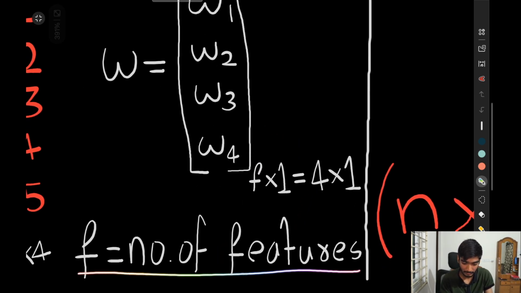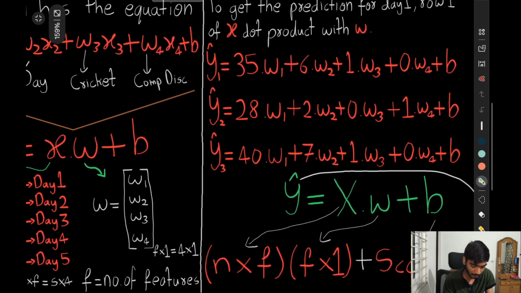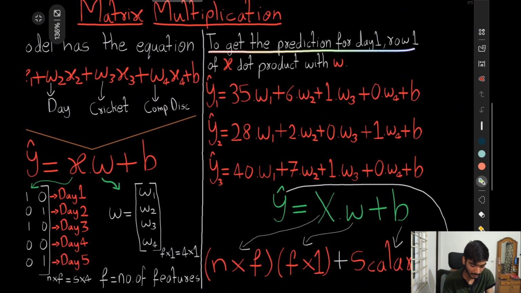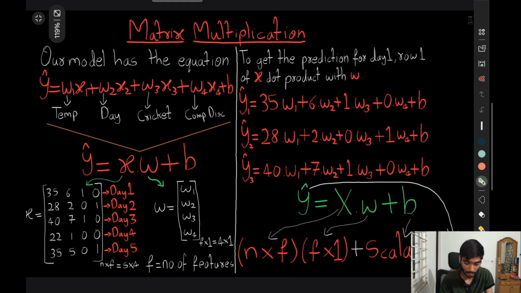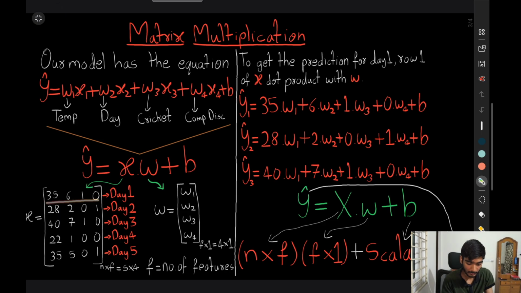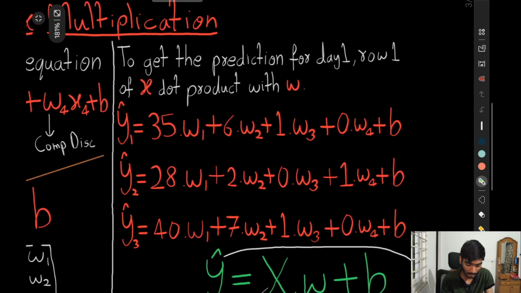So to get the predictions for day 1, you take the input from the X matrix, that is the first row, and perform a dot product of this row with the W matrix. So we get the equation like y1, where 1 represents the output of the first day: 35 times w1 plus 6 times w2 plus 1 times w3 and 0 times w4 plus the bias. Similarly, you repeat this for all the 5 inputs, y2, y3, y4 and so on.